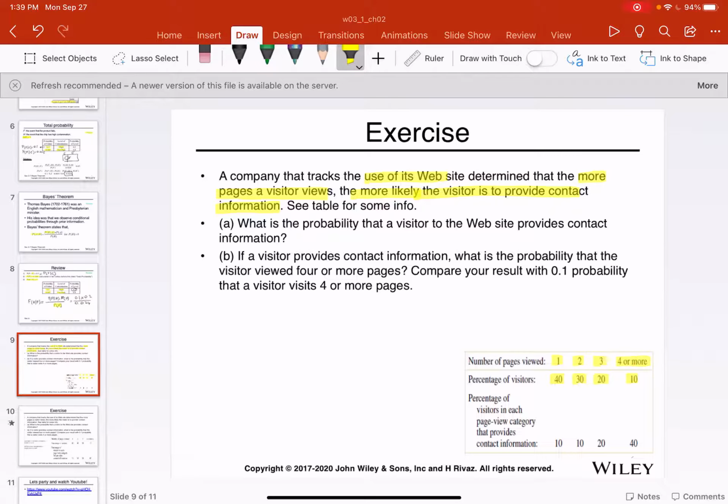And among these 40%, so if a person visits one page, the probability of that person providing contact info is 10%. And we see that that probability increases, right, as they visit more pages. For example, if they visit 4 or more pages, probability is 40%, right?